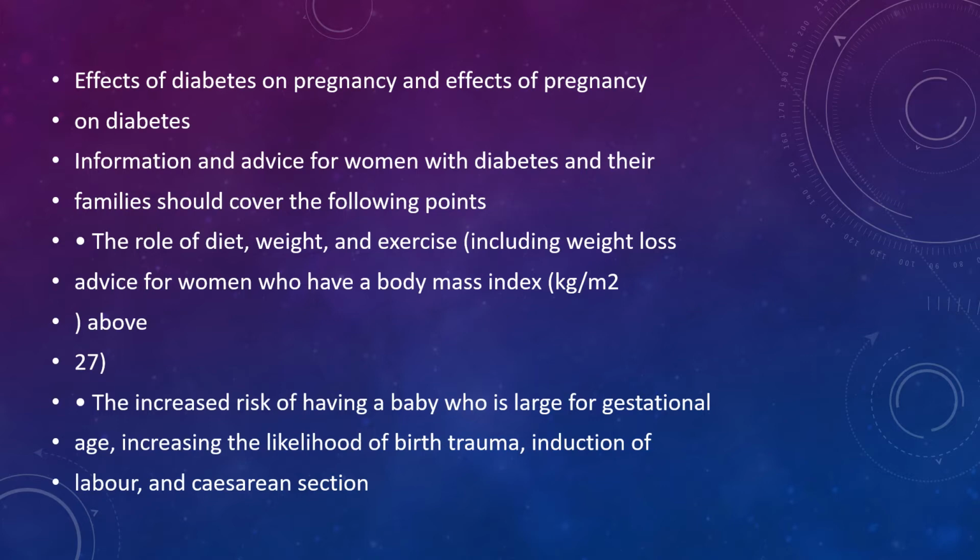Information and advice for women with diabetes and their families should cover the following points. First, the role of diet, weight and exercise, including weight loss. Advise women who have a body mass index higher than 27 to decrease their weight. There is an increased risk of having a baby large for gestational age, which increases the likelihood of birth trauma, induction of labor, and increased risk of instrumental delivery.